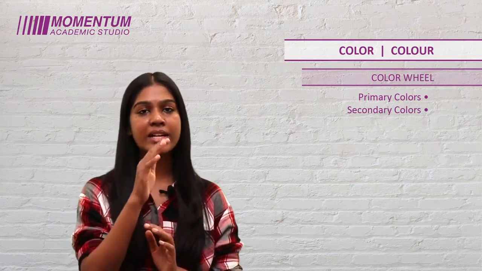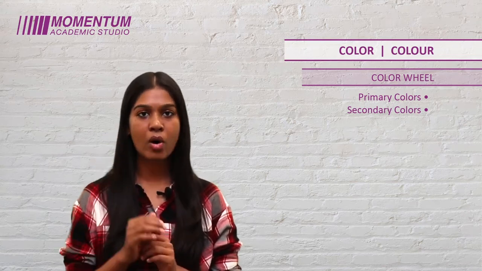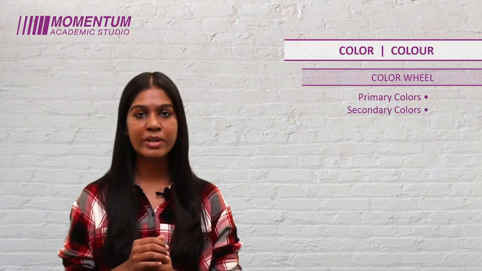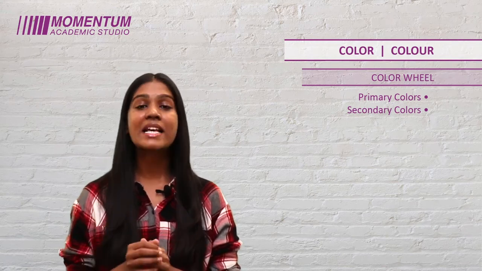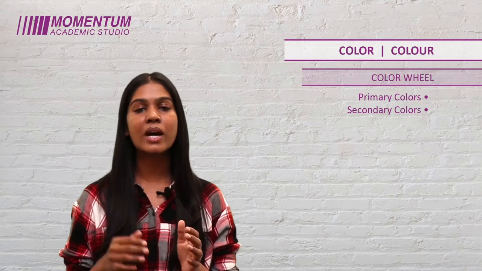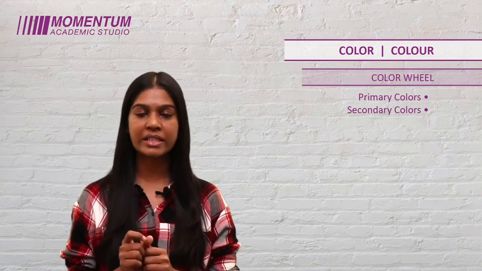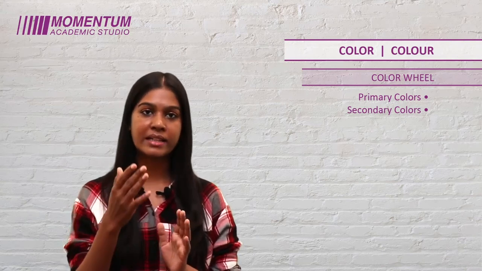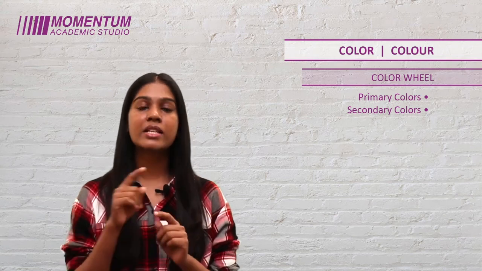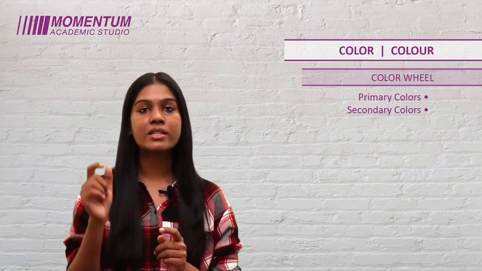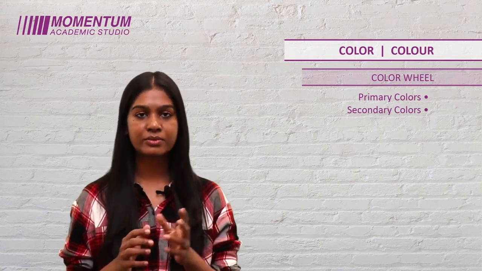So now we have red, yellow, blue as primary colors. When we mix red and yellow, the resultant color will be orange, and that orange color will be called a secondary color. Same way, when we mix blue and yellow, the resultant color will be green, and when we mix blue and red, the resultant color will be violet. So the secondary colors are orange, green and violet.